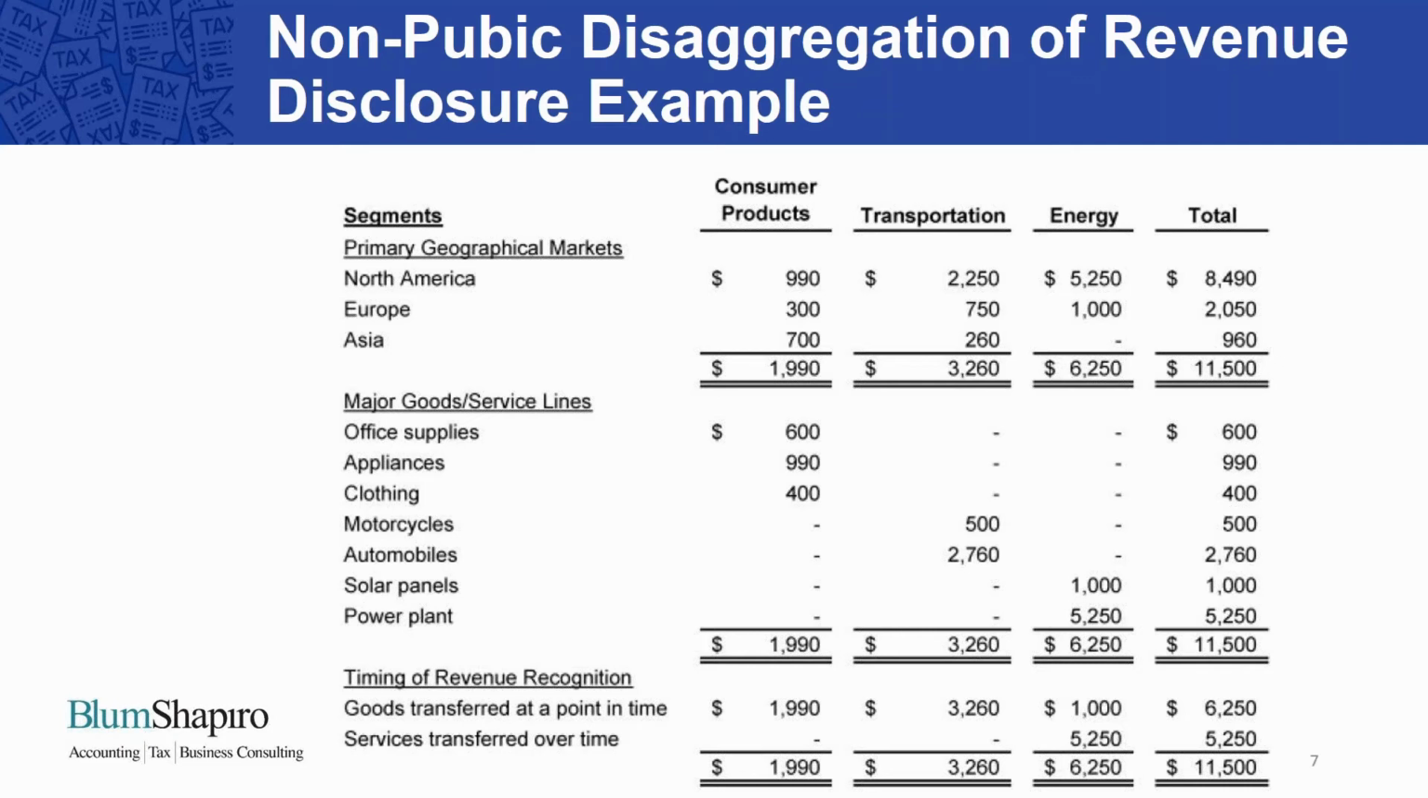Another way the guidance gives is by major good or service line. Under this example, it shows the major goods or service lines that this company has. The final example which it gives you is the timing of revenue recognition. So under the third scenario, it shows revenue recognized at a point in time, underlying goods transferred at a point in time. Then the second piece is the service transferred over time. So it shows over time versus a point in time. So these are three ways that the guidance shows that you can present the disaggregation of revenue.